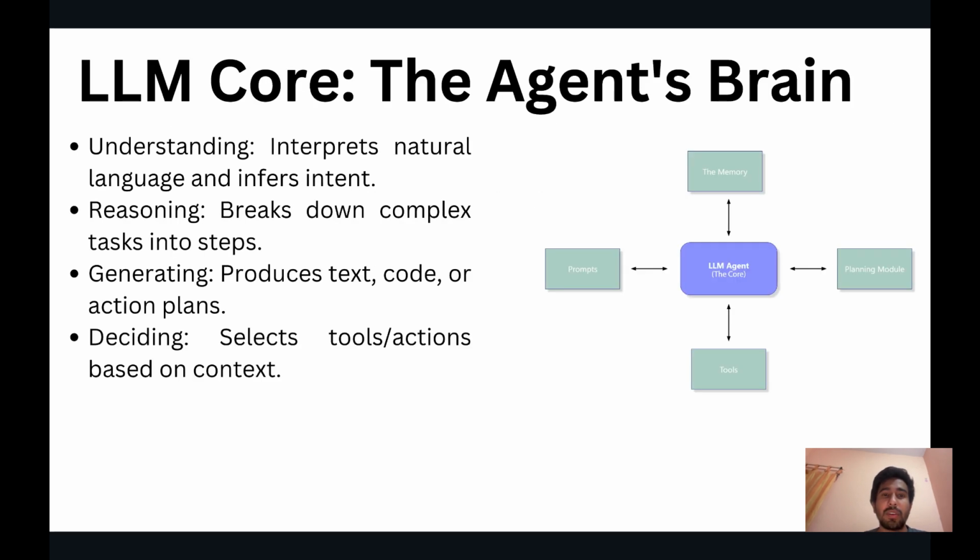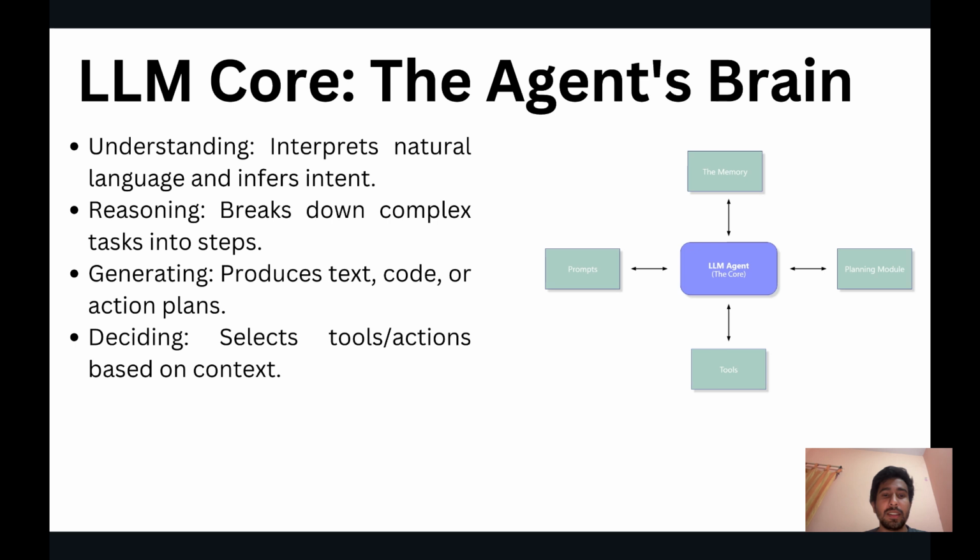So now coming to the LLM core, the agent's brain. The LLM helps interpret natural language and infer the intent, also breaks down complex tasks into steps and does some reasoning. Like OpenAI's O1 model, they can do the reasoning, and some other models like DeepSeek R1 are also very good at reasoning steps. So those LLMs can be used for reasoning steps.